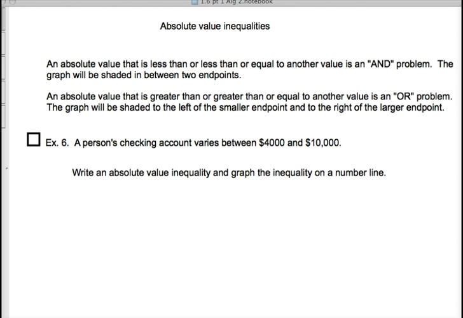Okay, so what does an absolute value inequality mean? We talked about equations before, and equations just give you two endpoints, two possible solutions. Anytime you have an inequality, you're going to have way more possible solutions, generally infinitely many solutions.